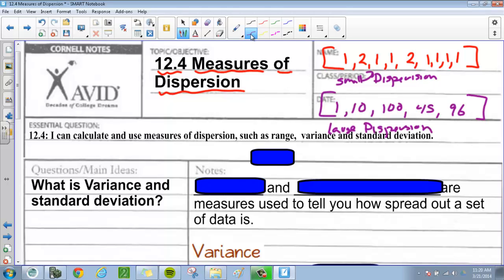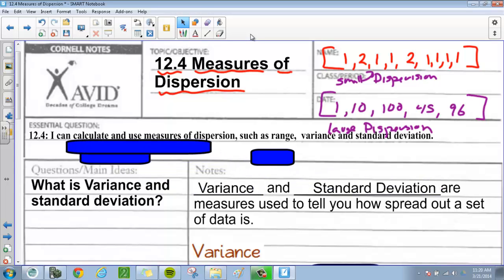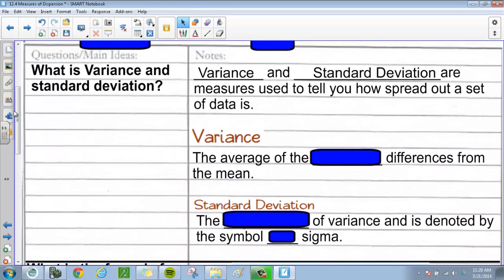Okay, so our essential question today is how to use measures of dispersion such as range, variance, and standard deviation. And what we really wanted to first define is what is variance and standard deviation. Well, variance and standard deviation are measures used to tell you how spread out data is. So these are numbers that tell you the dispersion of the 1, 2, 1, 1, 1, 2, 1, 1, 1, 1 up there. Variance also does the same thing. It tells you the measures of dispersion, both standard deviation and variance.